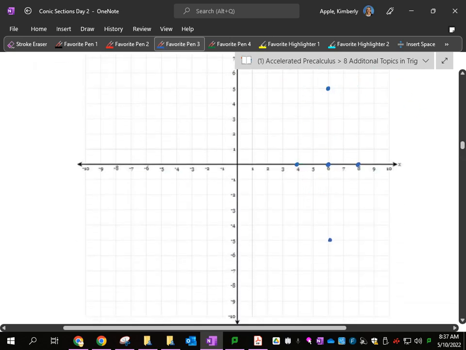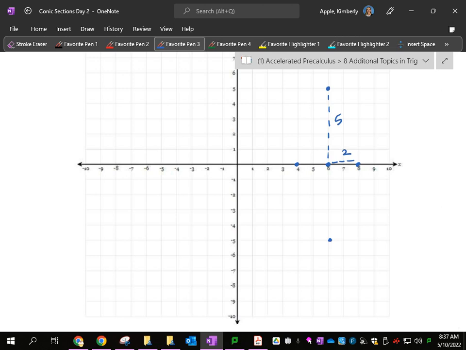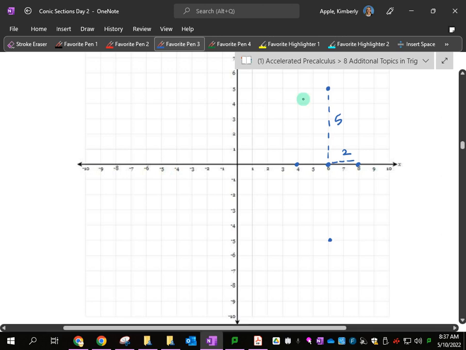So make sure you can do that. Make sure you have a length of 5 right here along the major axis and a length of 2 along the minor, and make sure your center is in the correct location, and you should be good to go for graphing it. It doesn't require you to do anything with the foci when you're graphing these.